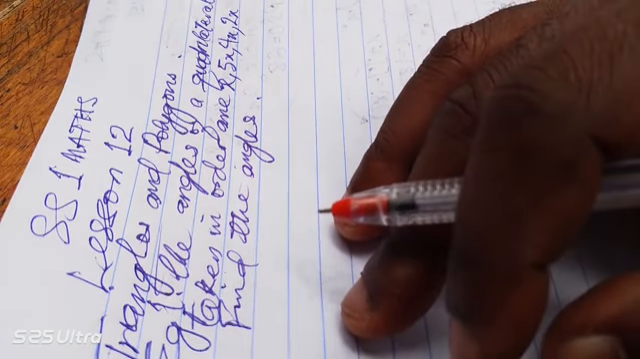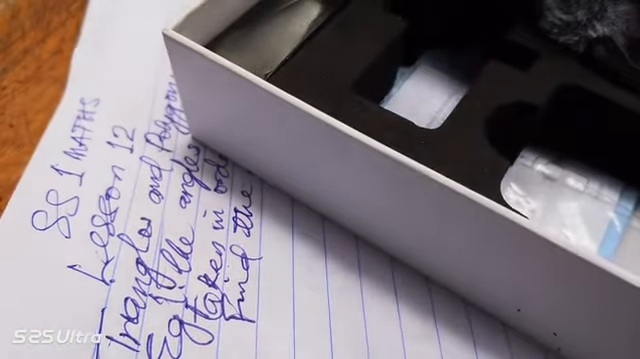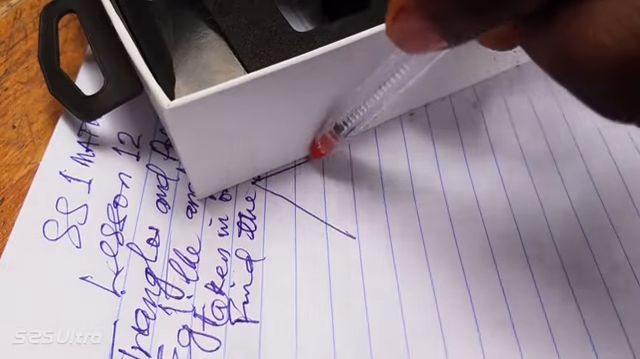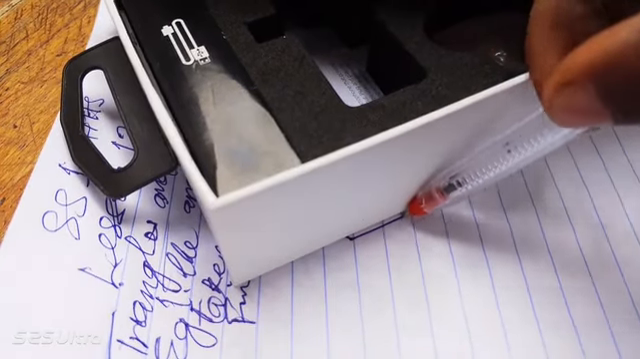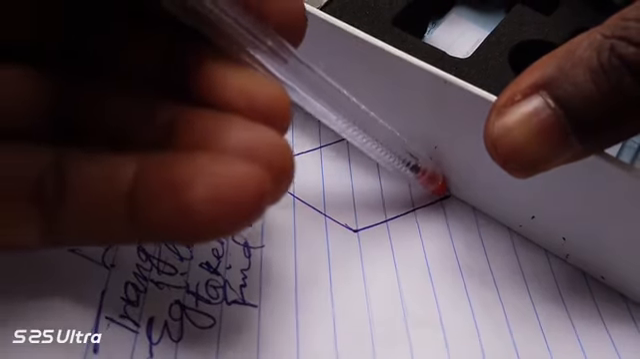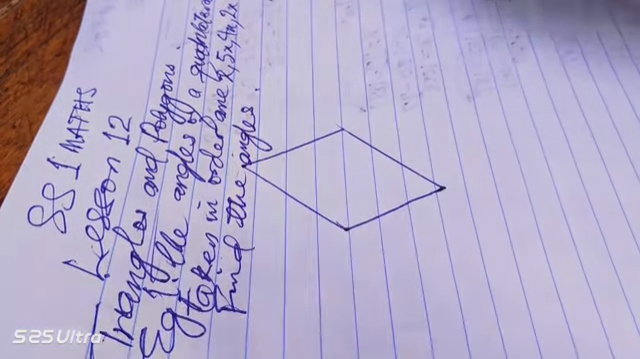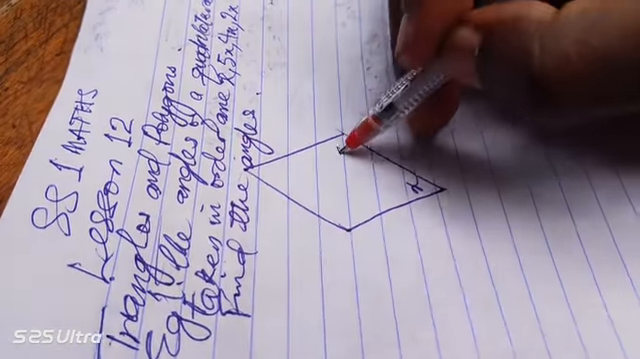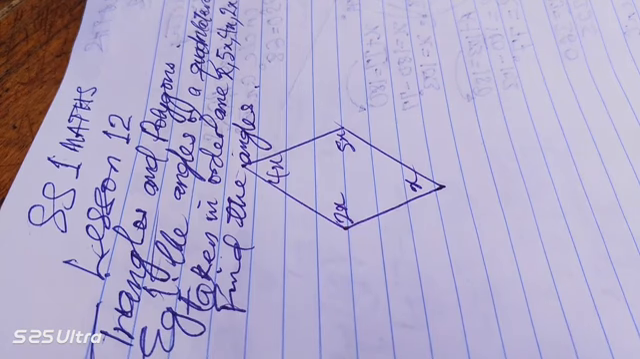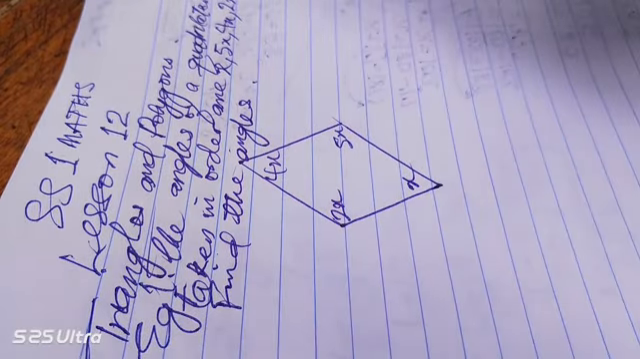Now take note of this. Sum of angles in a quadrilateral is equal to 360 degrees. If I'm to draw a rough shape, a quadrilateral has 4 sides. If I call this angle x, then perhaps this is 5x, 4x, and 2x. This is just a rough sketch; I did not take any measurements. The sum of angles in a quadrilateral is 360 degrees, so with this, I can get my answer.